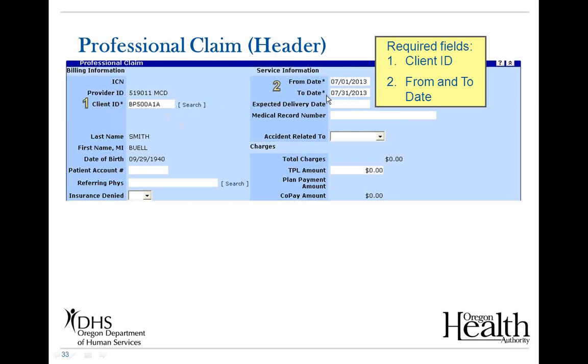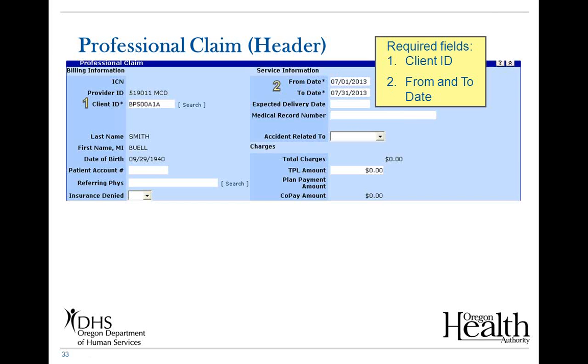And then right here you need your from and to date of service for this specific claim. So again, you're controlling your own billing. Your prior authorization may be good for a month, but maybe you're billing weekly. That's okay. You would just put in the from and to date of the week. And that's okay as long as you're billing within the parameters of that prior authorization.